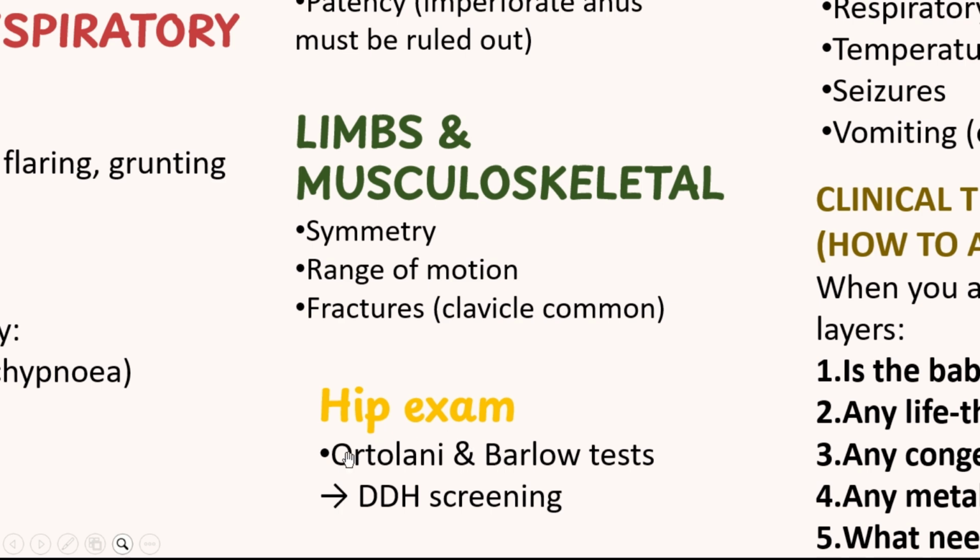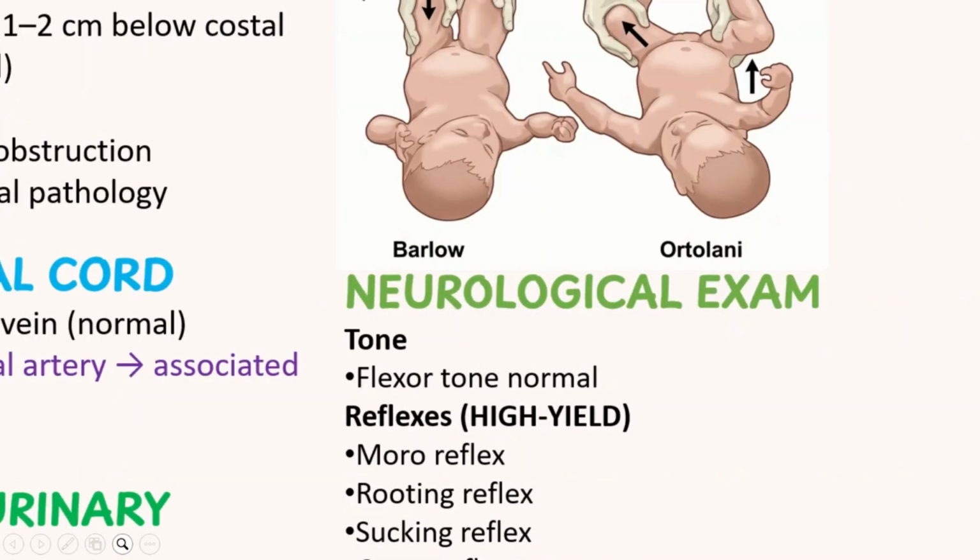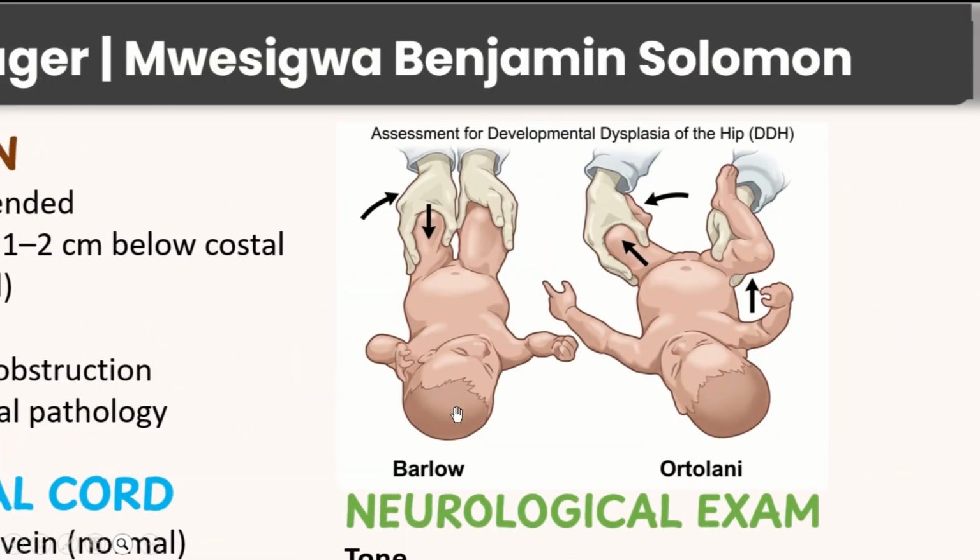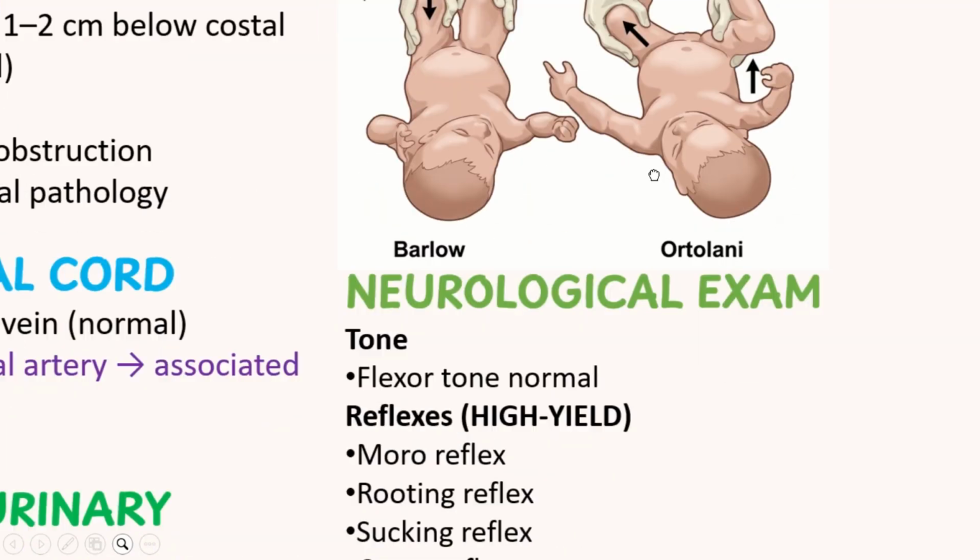Then we do the hip exam, where we have the Ortolani and the Barlow tests. And the Barlow test is kind of like this. You are pressing down on the hips to see if there is posterior displacement of the hip, and then the Ortolani, you are moving it outwards to see if there is that displacement of the hip. And these are used for assessing developmental dysplasia of the hip. Sometimes you have abnormalities in development of this hip, and you need to do the Barlow and the Ortolani tests.